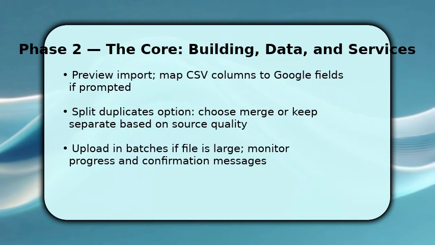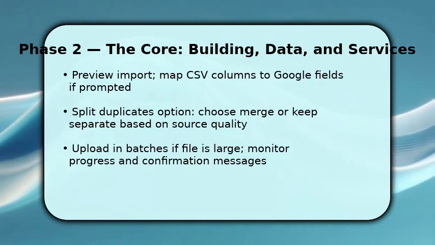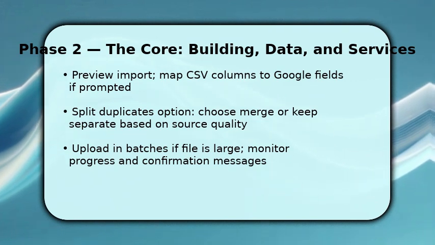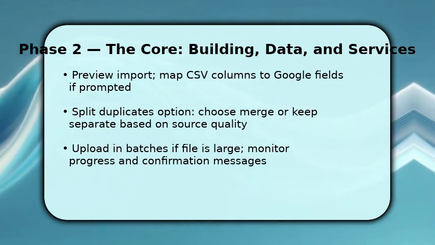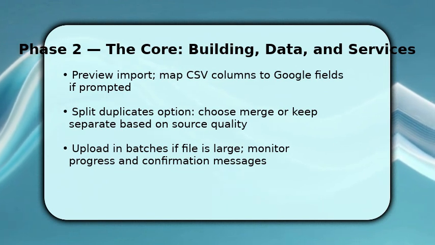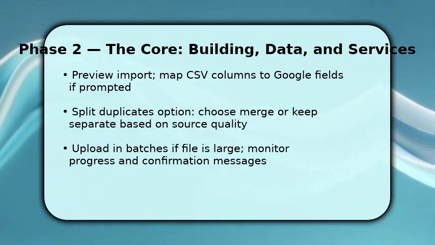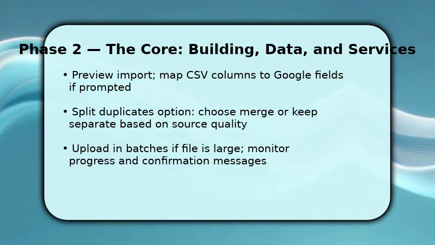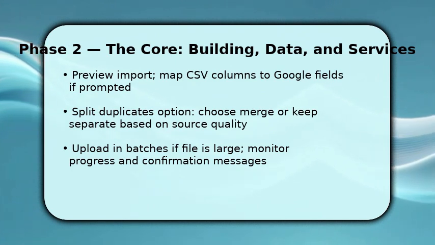Now map and import the data carefully. When Google prompts, match each CSV column to the correct Google field: first name, last name, phone, email, so entries populate correctly. If you have many duplicates, use the Merge Duplicates tool or let Google suggest merges. Choose Merge when confident to avoid losing variants. For very large files, split into batches to prevent timeouts.